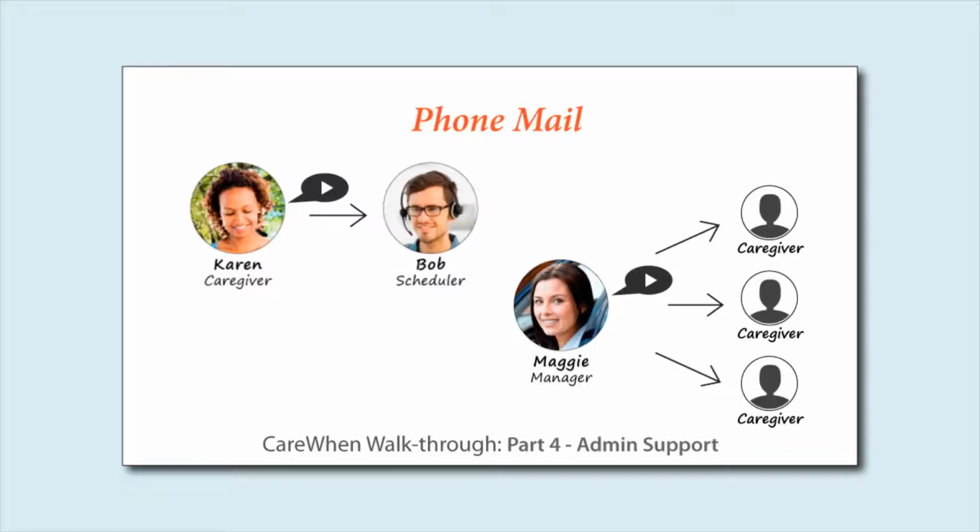Maggie and Bob can send a phone message to an individual caregiver or to a list of caregivers, all while remaining HIPAA compliant. The broadcasting ability really saves them a lot of time. They can also find out who has picked up the message and who hasn't.